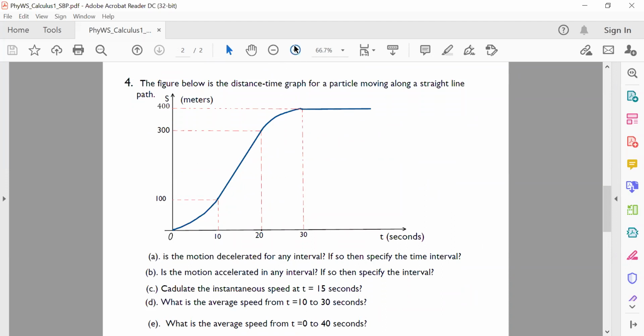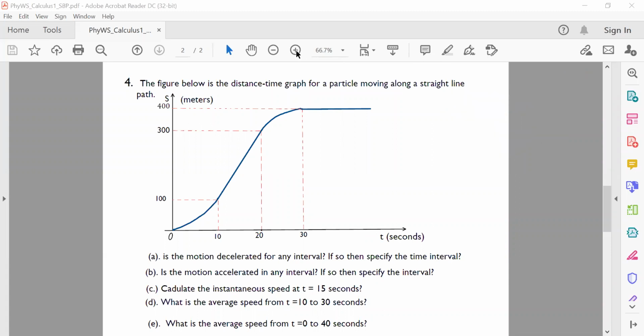First of all, what graph is it? You can see it's a distance versus time graph, an S versus T graph. What we know about a distance-time graph is that the slope is equal to speed. The slope of the graph is equal to speed. Now, when we look at the graph a little more closely, what can we observe?